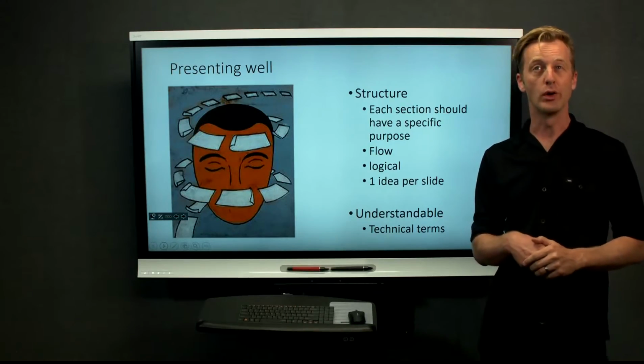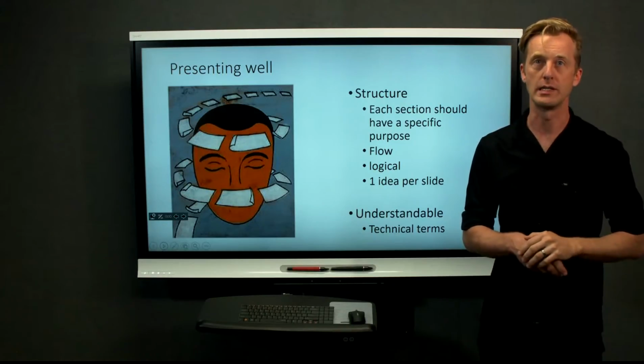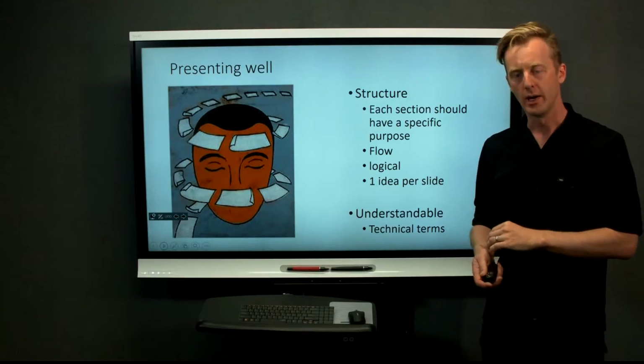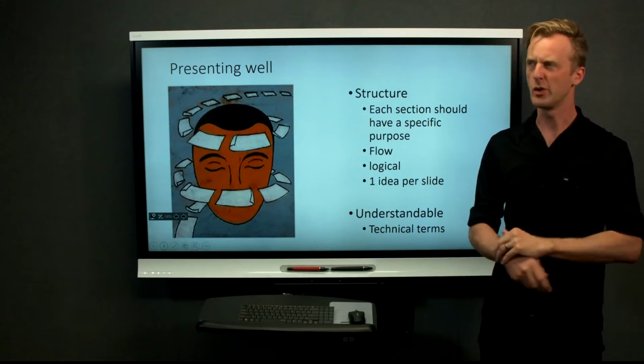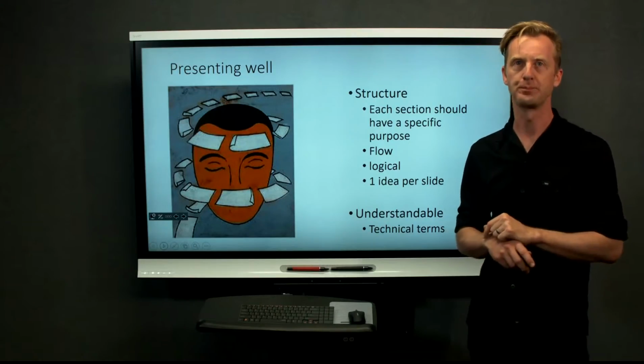Make sure there's flow, that one idea moves into the next, that there's a clear flow of ideas, that it's logical, and not just logical to you. Take a critical eye, step away from your presentation for a while and ask, does this make sense to a person who hasn't seen this stuff before? What's actually going on here?